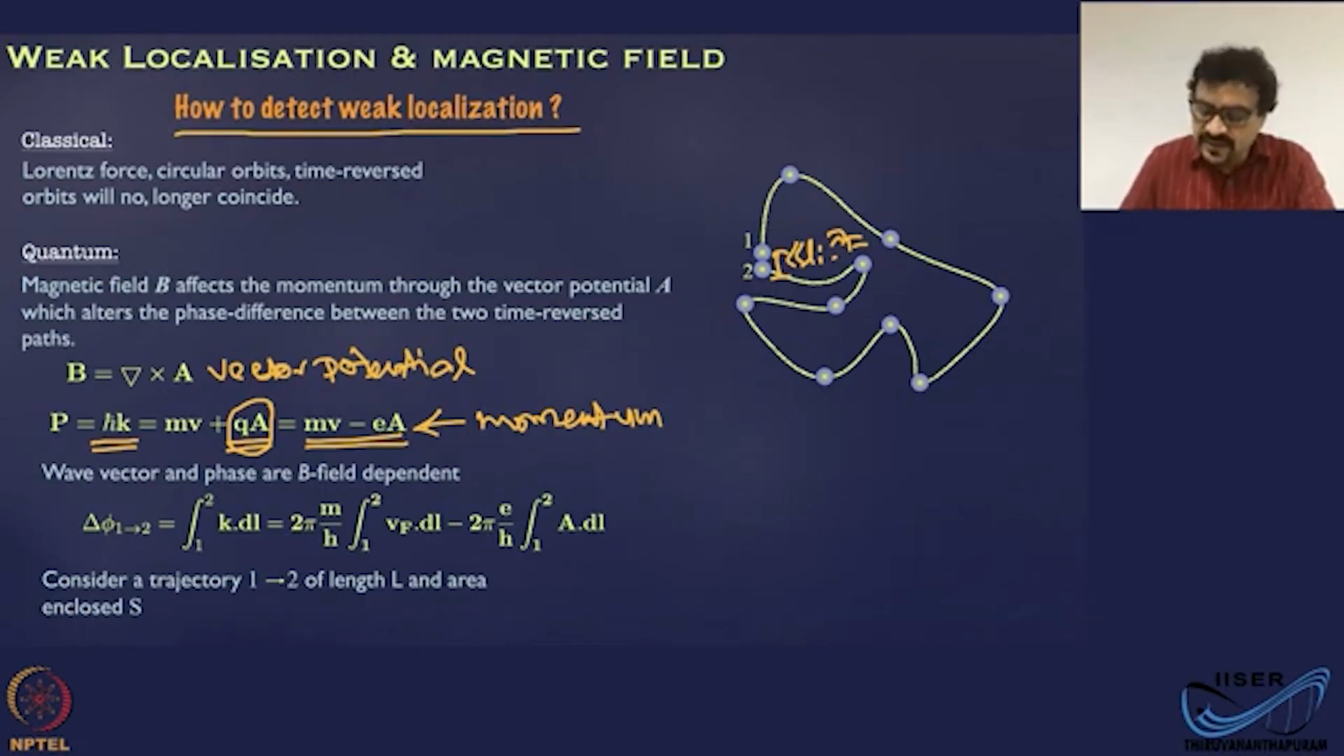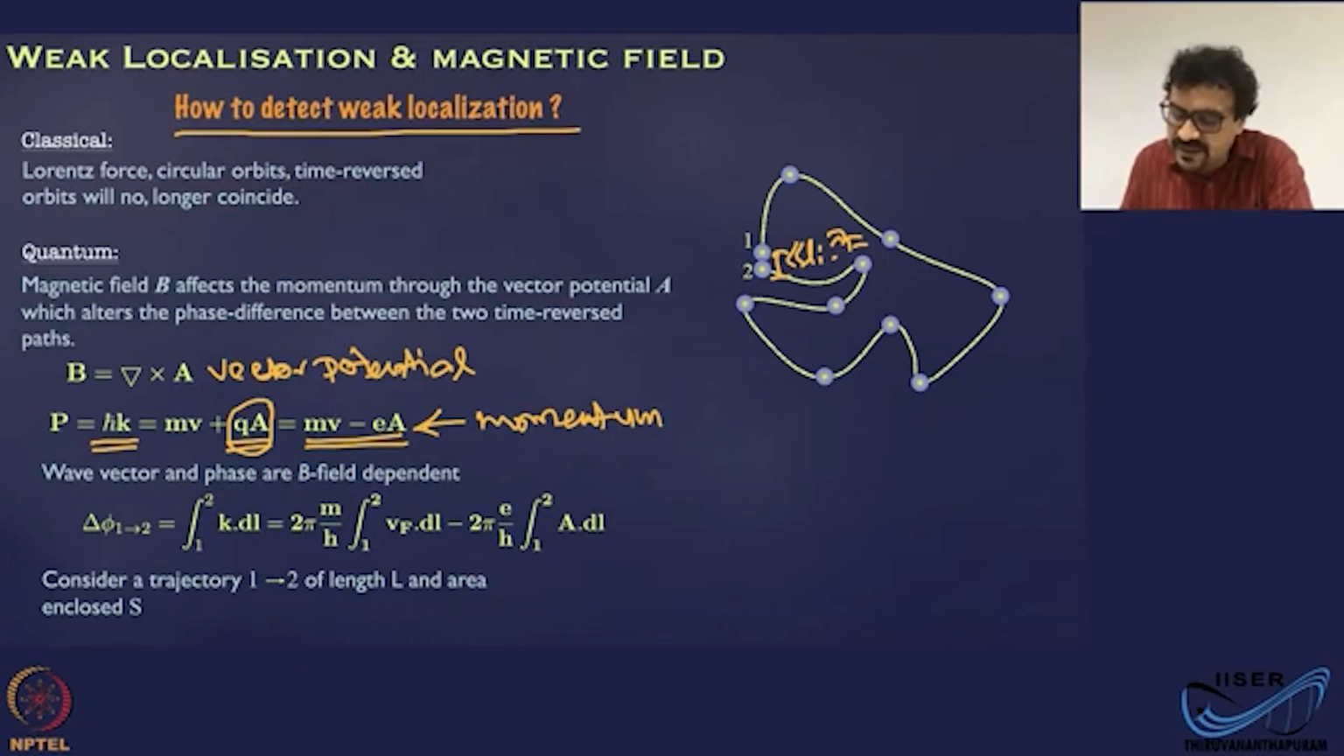Now, the phase difference when you go from 1 to 2 is the integral from 1 to 2 of k dot dl, where k is the wave vector, k is mv by h bar, so m into vF. That is the Fermi velocity, because all the transport happens at the Fermi level. And similarly you also have this vector potential term, e by h bar.